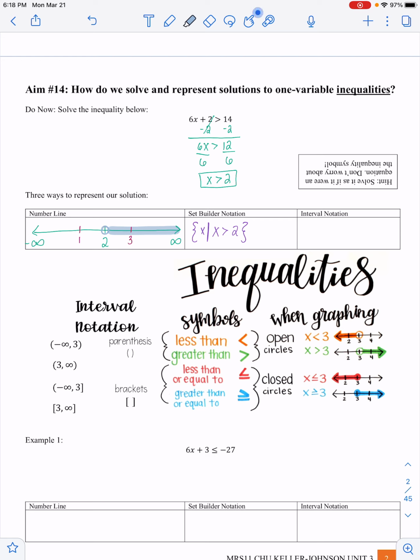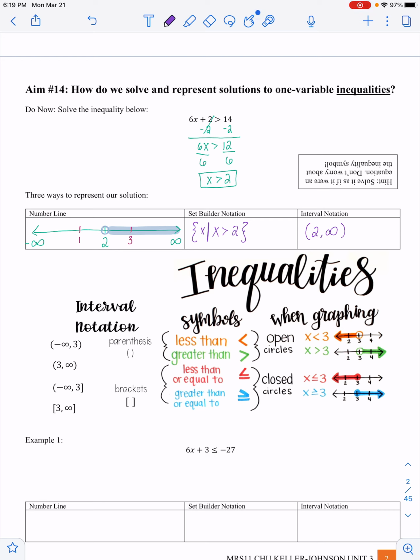And then last but not least, we have interval notation, and we'll go over this a little bit more in depth. Interval notation requires the use of parentheses and brackets. So you'll see that in interval notation, we start off with 2, and then we're highlighting all the way to infinity. We're going to close these with parentheses. We'll talk about when you're going to use brackets in just a second.